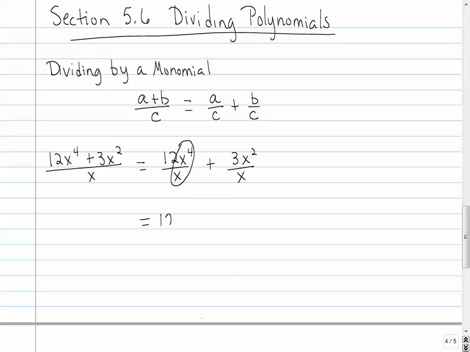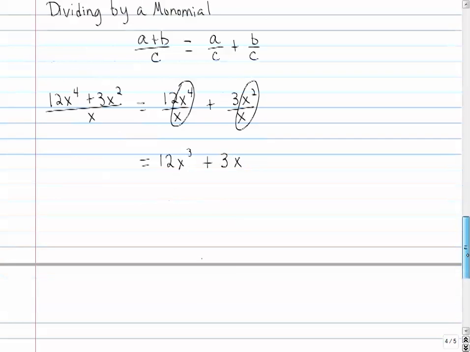So that would just be 12x cubed when you subtract your exponents, because you know that's x to the first on the bottom, and 4 minus 1 is 3. Plus 3, and the same thing here, you can put those x's together. X squared divided by x is just x. Subtract your exponents. This gives you x to the first, or x. So that's your answer there, 12x cubed plus 3x.